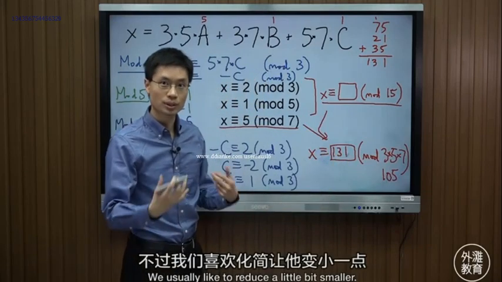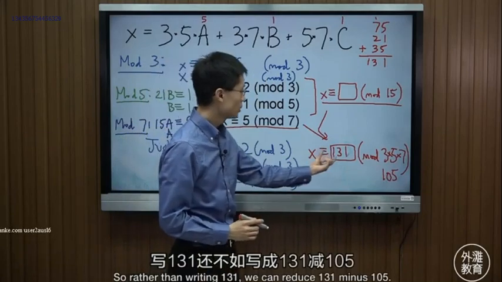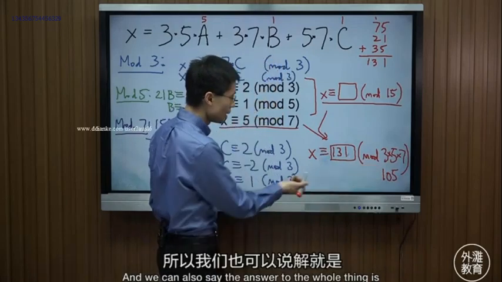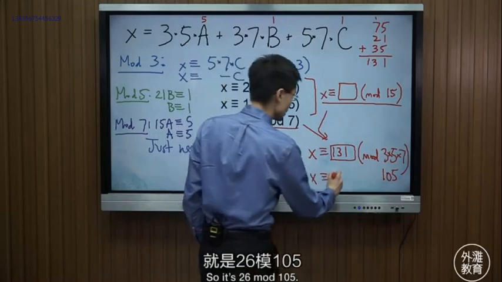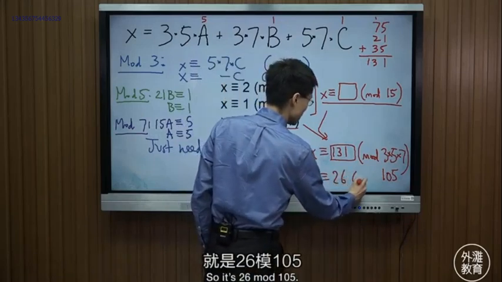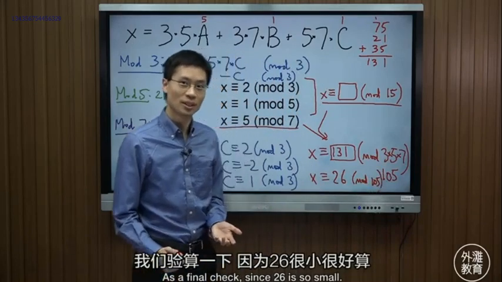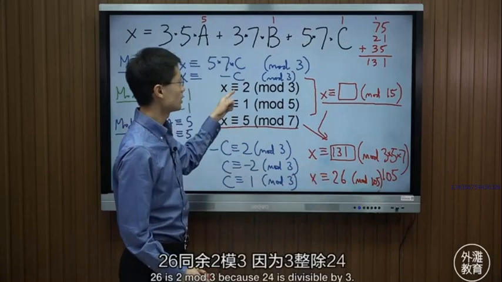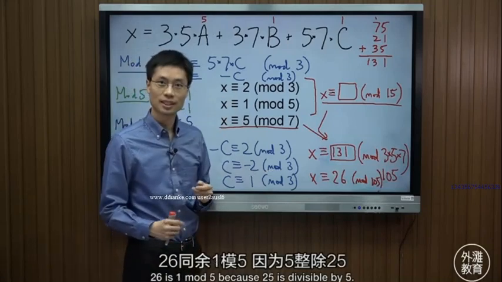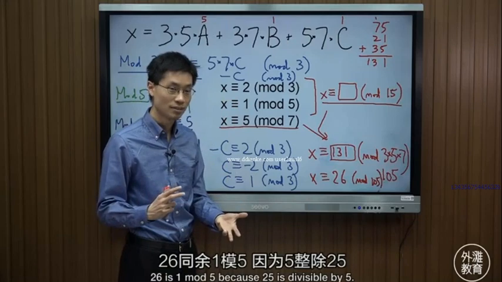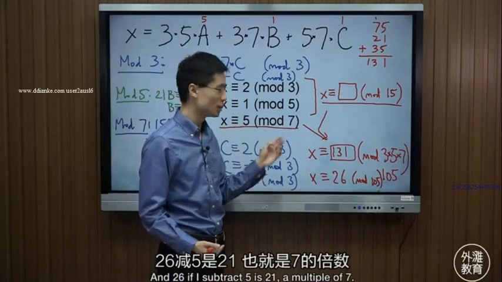We usually like to reduce this a little bit smaller. So rather than writing 131, we can reduce 131 minus the 105, and we can also say that the answer to the whole thing is 26 mod 105. As a final check, since 26 is so small, we can see that it works. 26 is 2 mod 3, because 24 is divisible by 3. 26 is 1 mod 5, because 25 is divisible by 5. And 26, if I subtract 5, is 21, multiple of 7.